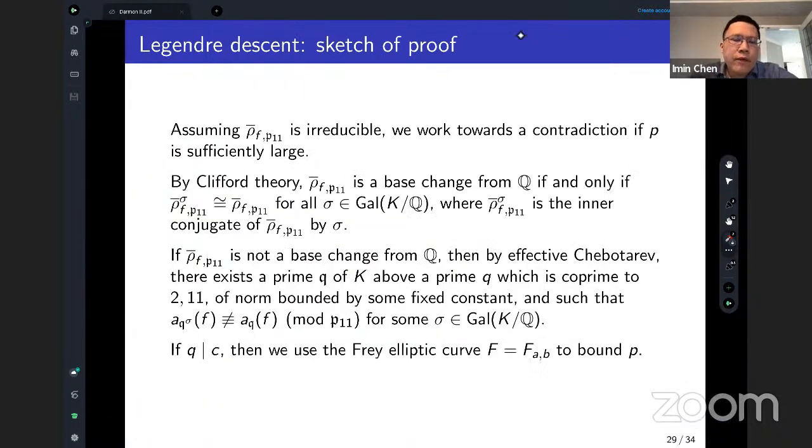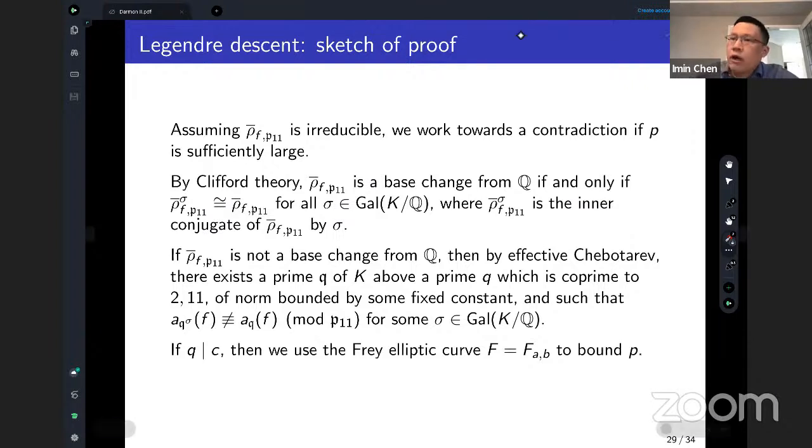Let's assume the new form that we want to eliminate is irreducible, and we'll work towards a contradiction for P sufficiently large. So one thing we can ask is: is the mod 11 representation of this new form a base change from Q? And we can test that easily by Clifford theory. It turns out that it's a base change if and only if the inner conjugates of this representation are isomorphic to the original representation.